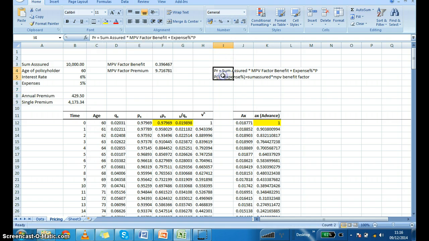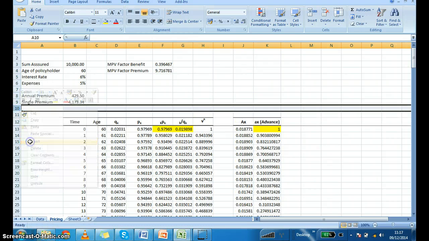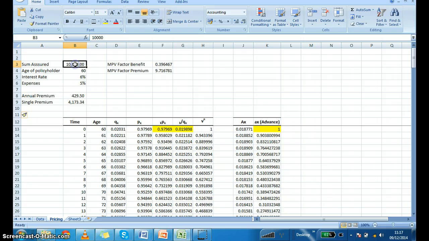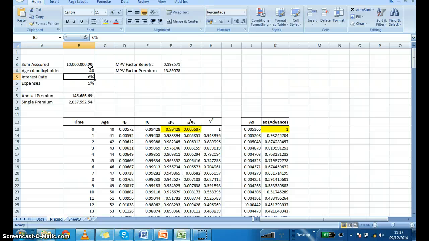Okay, so you can neaten things up a little bit to show the inputs and the outputs and everything. If we change that to 1 million, whatever amount, you see the annual premium or the single premium all change. You can change the age to 40, the interest rate to 8%, the expense rate to 9%. So you can play around with these input variables to give you different premiums that the policyholder can pay. Okay, I hope this helps.